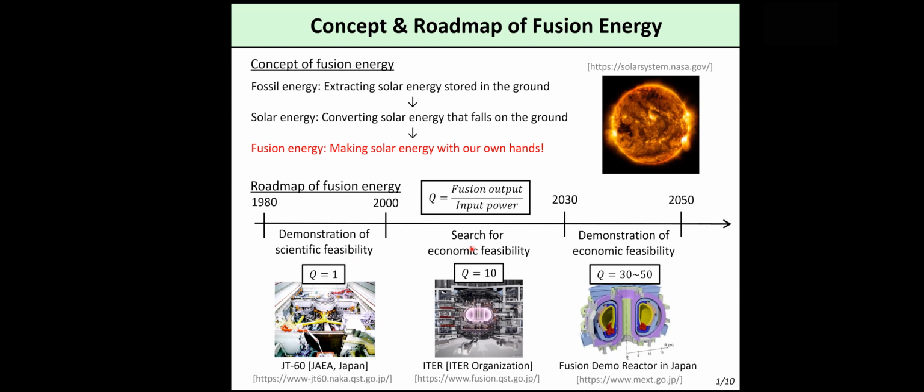And now, in order to demonstrate whether it is possible to obtain 10 fusion outputs from 1 input, a big fusion device called ITER is under construction by international cooperation, and the experiment is scheduled to start in 2025. In addition, there are many countries around the world currently planning so-called demo reactors to demonstrate economic feasibility. This is a roadmap of fusion energy.